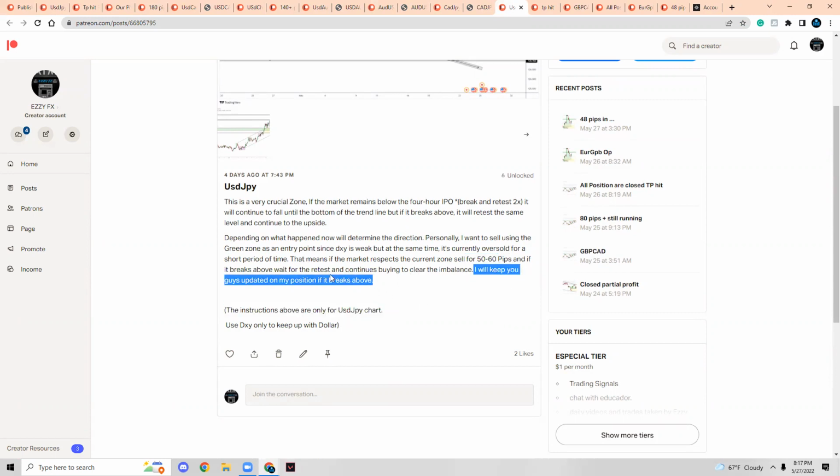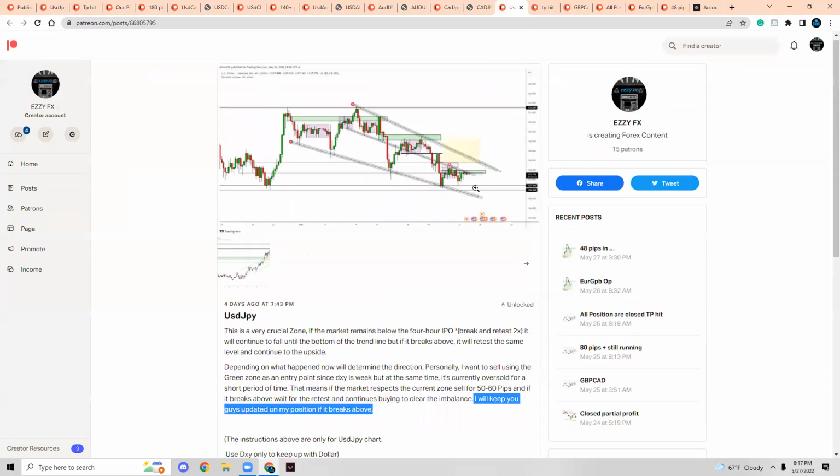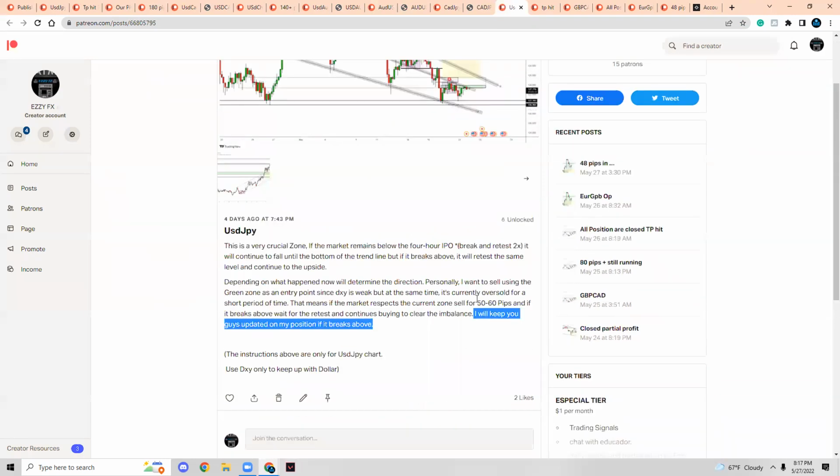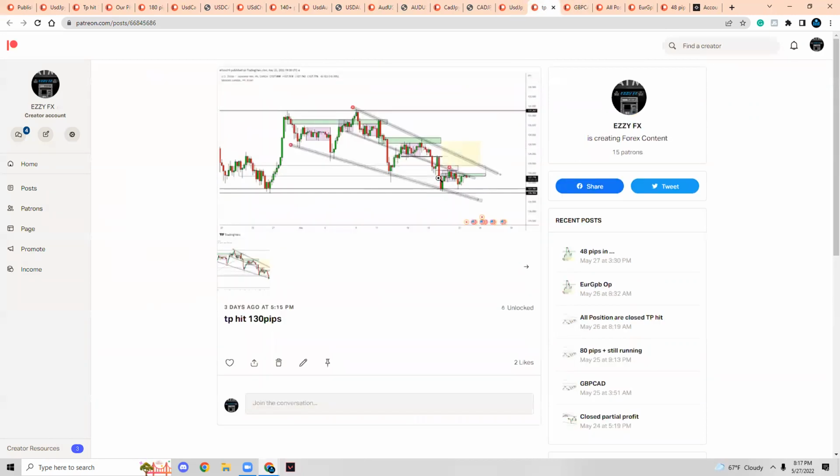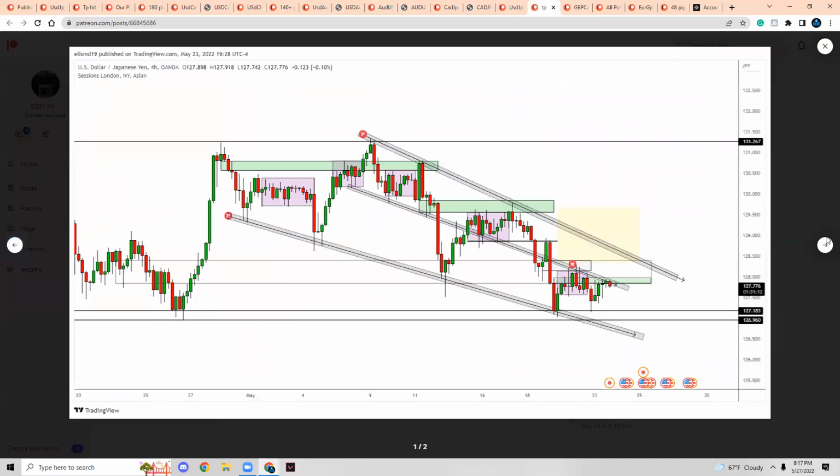I've already told you guys I'm selling using this green zone, and I'm also looking to grab 50 to 60 pips. My only worry is if the market breaks above, and then I'll just abort my sell and look for a buy using the same zone. If I was to buy, I would let you guys know, but that's not the case. The market respected the zone, and we basically made over 130 pips.